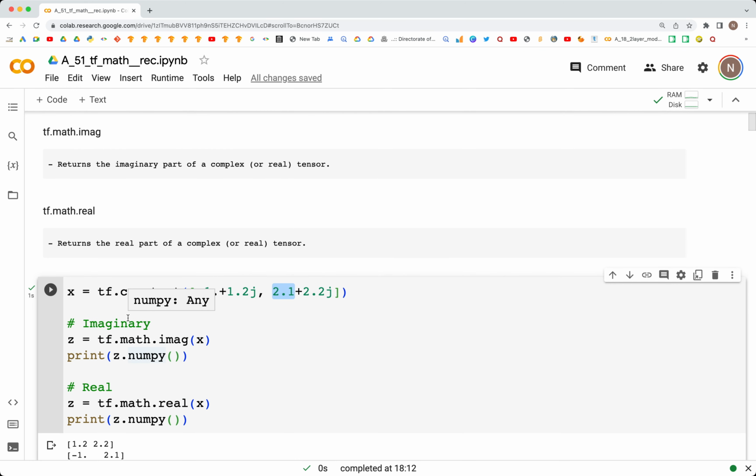So that was it for this video. I hope in this video you got to know how to extract the real and imaginary part from a complex number.